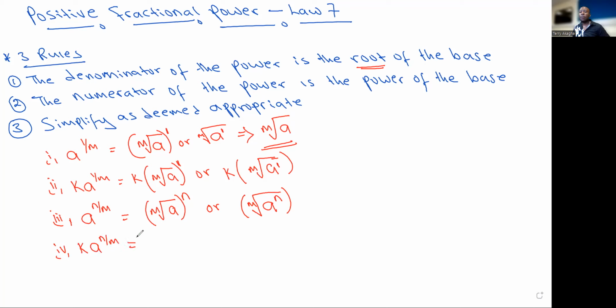So like I said, with coefficients of indices, the coefficient is just multiplying the resultant solution. So that means we already know that a to the power n over m is the same thing as saying the mth root of a, all raised to the power n. So the value you have there, you multiply it by k. The same thing. Or you can have it like this.